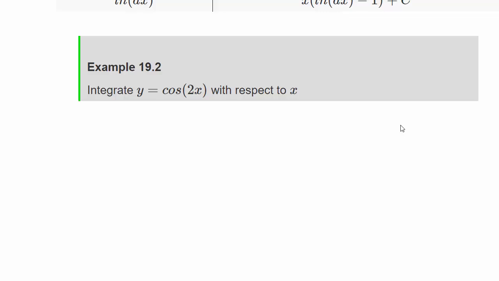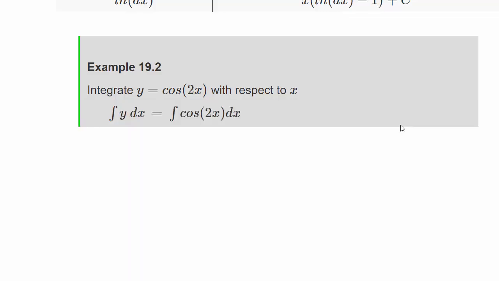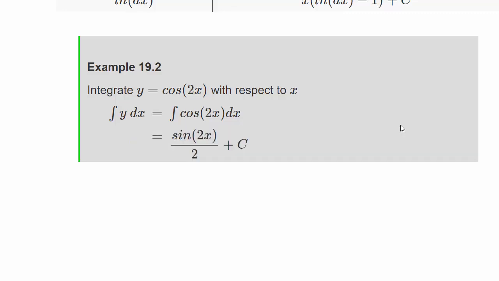Integrate cos 2x with respect to x. So we write it out like this. The integral of y dx is equal to the integral of cos 2x dx. The integral of cos is going to give us sine 2x, and then using the chain rule we divide by 2. So our answer is sine 2x over 2 plus a constant.